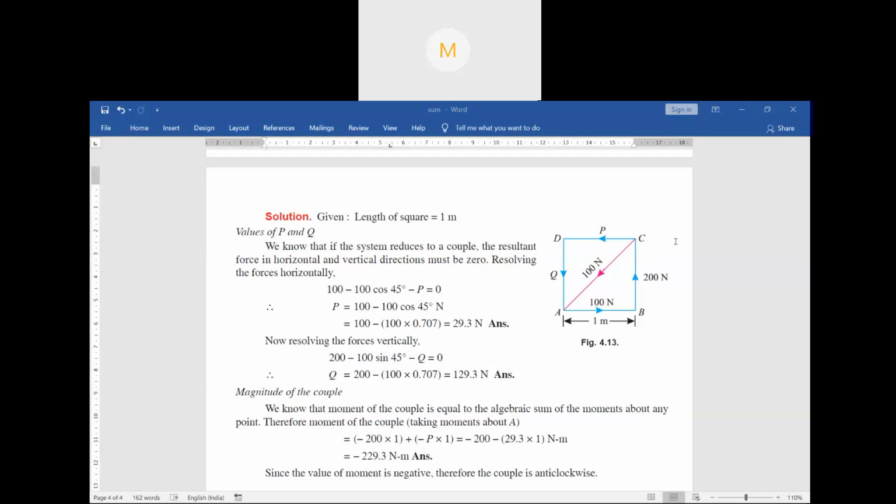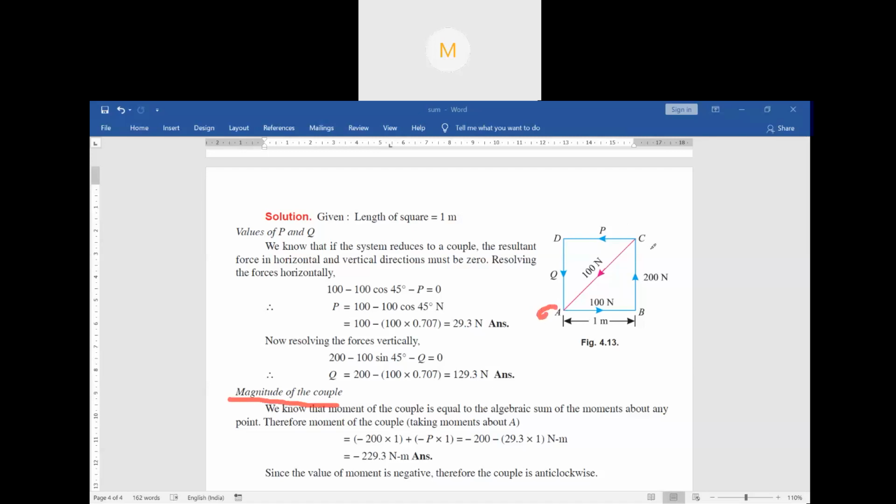So what is this? Look at this. If you can see, now we are done with the forces, right? Now our second item is what? Magnitude of the couple. So how to find out the magnitude actually? Look, for magnitude we have to find out the algebraic sum of all the moments about any point. So how to find out that moment? Look, if you see, taking moment about A, okay? This is the point A, right?